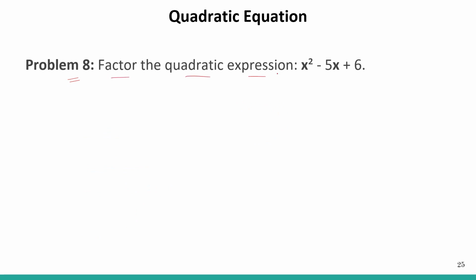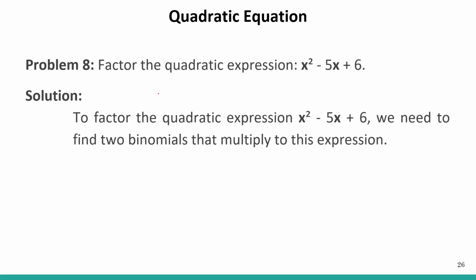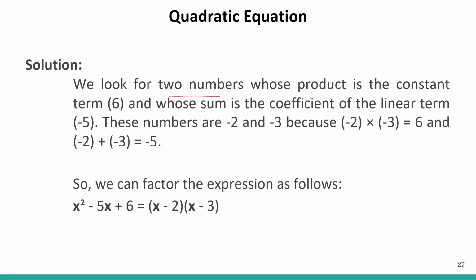Factor the quadratic expression x square minus 5x plus 6. To factor it, we need to find two binomials that multiply to this expression. So we look for two numbers whose product is the constant term 6 and whose sum is the coefficient of the linear term, minus 5. Okay. So these numbers are minus 2 and minus 3, because minus 2 into minus 3 is equal to 6, right? And minus 2 plus minus 3 is equal to minus 5. So we can factor the expression as follows. That is x square minus 5x plus 6 is equal to x minus 2 into x minus 3.